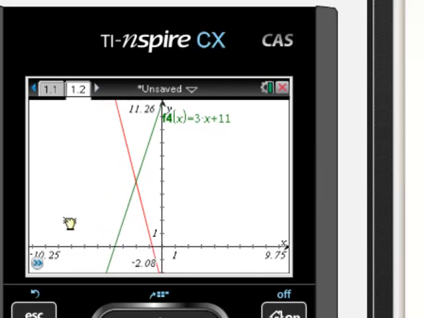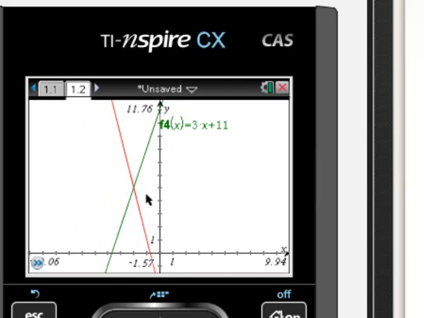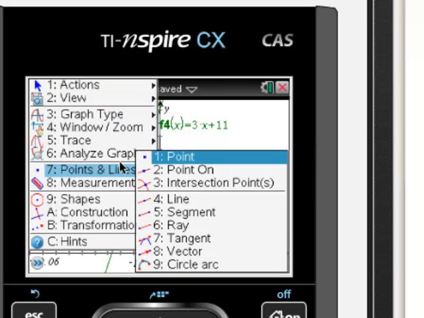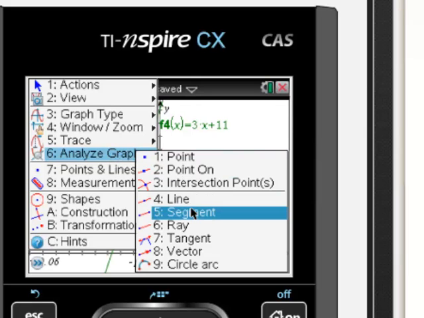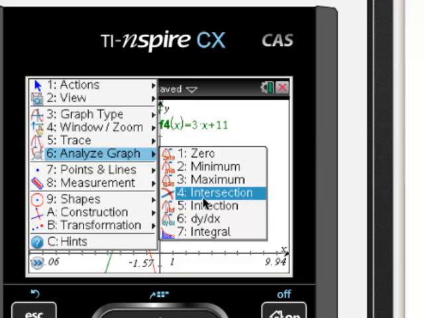I'm going to move my screen over by clicking, dragging, and moving it until I find my intersection point. Then I'm going to repeat the process I did the first time: hitting menu, going to analyze graph, going to, where is it? There we go. Intersection.